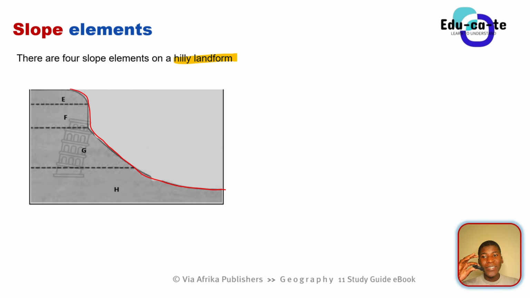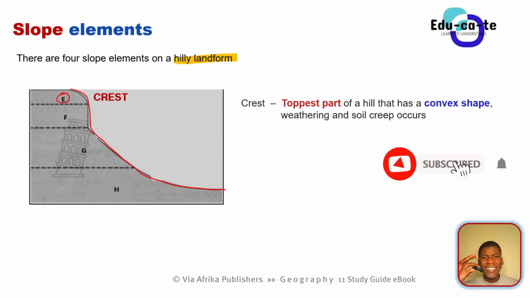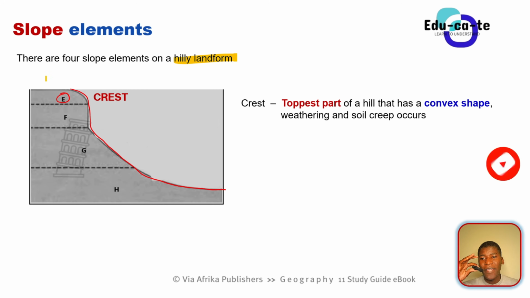Now we start at the top first. We look at the slope element that is at the top. The slope element here at the top, labeled slope element E, is known as the crest. The crest is the slope element that we find at the top of a hilly landform. It is the topmost part of the hill. This region is known as the crest. The crest has a convex shape. Remember, I've already talked about convex and concave.